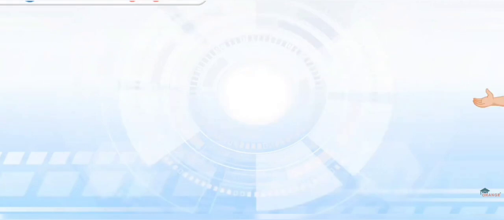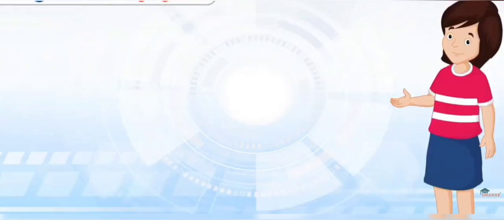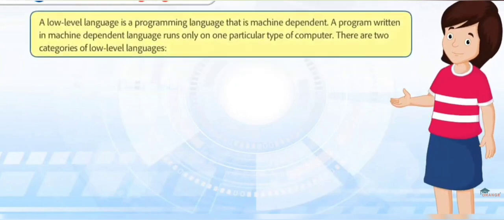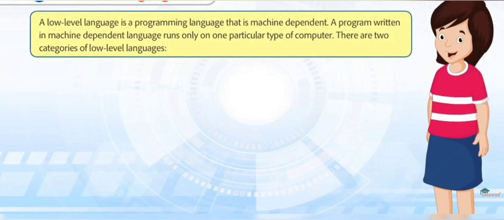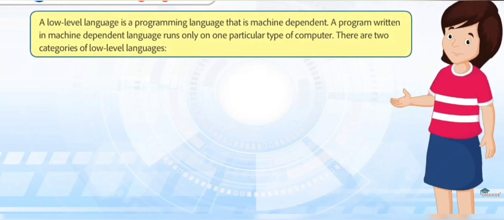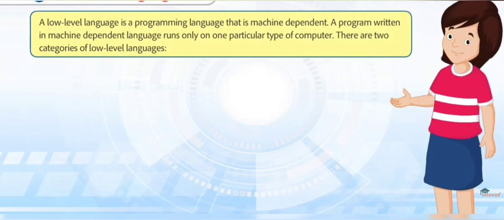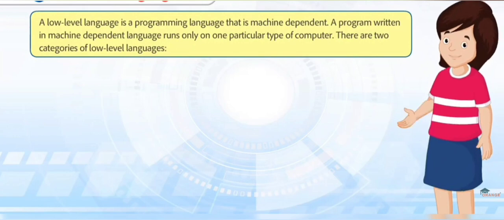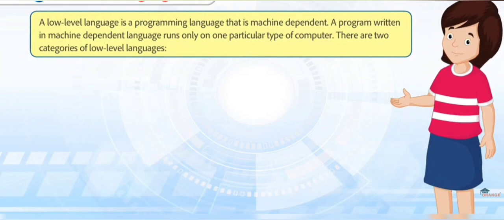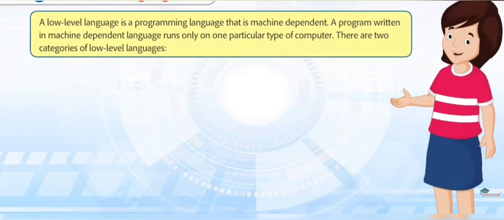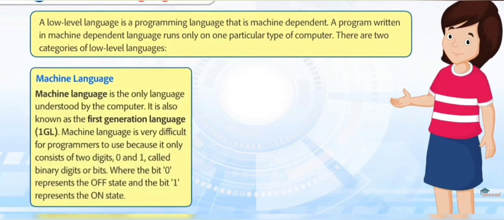Now, what is low level language? A low level language consists of only ones and zeros, two digits. This is a machine dependent programming language. That means a program written in this language will run on one particular and specific computer. This type of language is easily understood by the computer, but it is very difficult for humans to understand. It has two categories, machine language and assembly language.